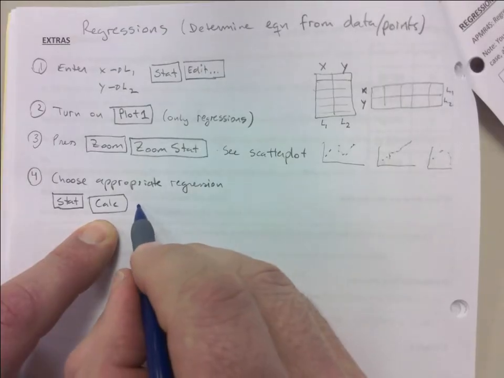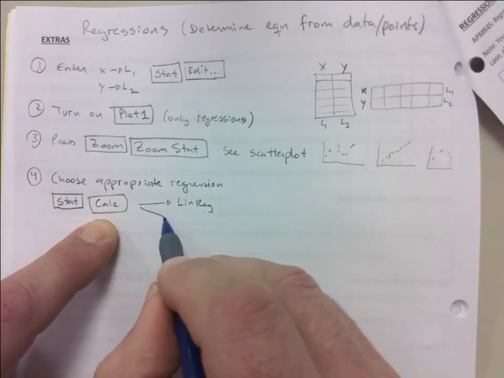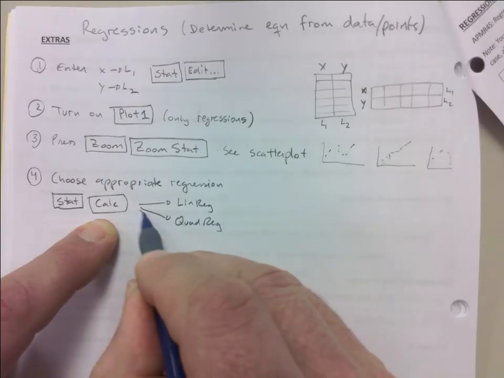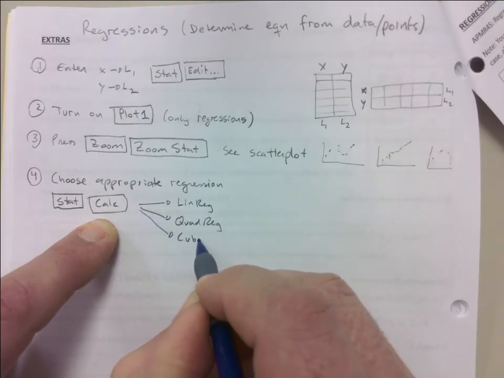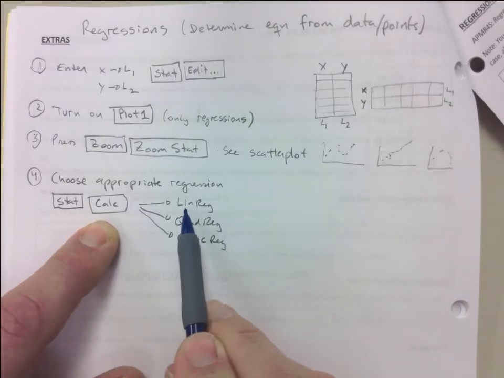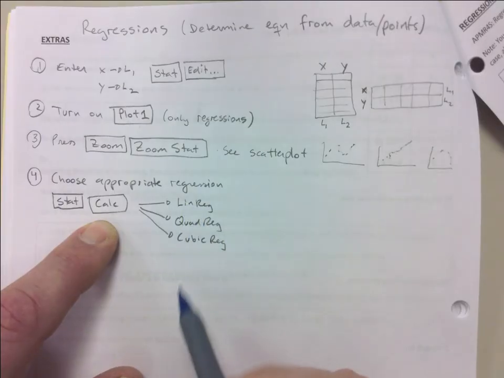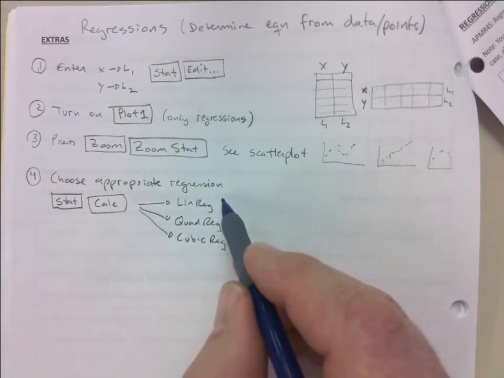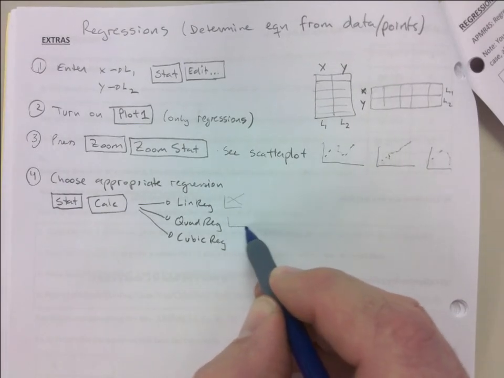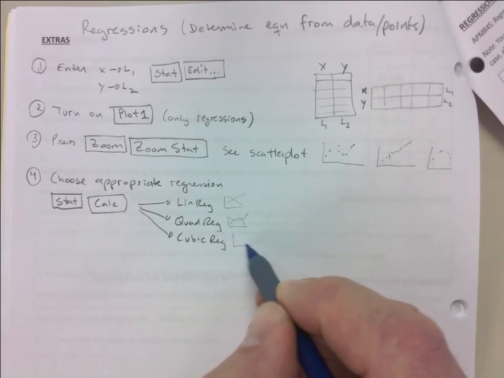And then you're going to select either linreg, quadreg, or cubic reg. Make sure you don't mix up linear reg with ln reg. Okay, linear reg is what you want for linear. So linear would be like this or like this.